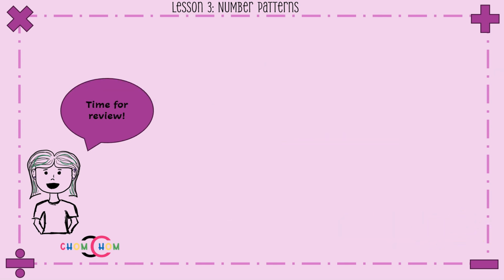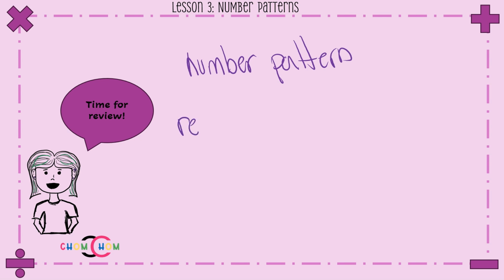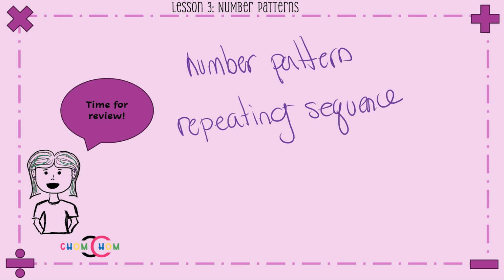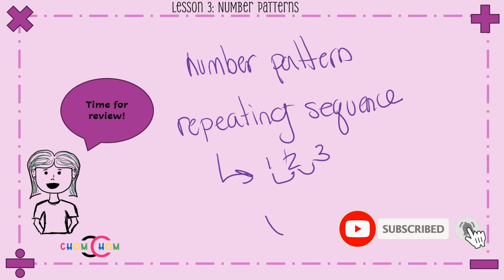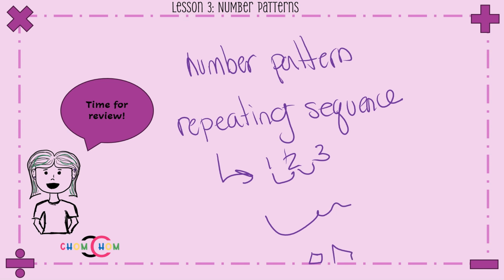Now let's review. So a number pattern is a repeating sequence that has some sort of change. So it's changing consistently. So we go from 1 to 2 to 3. It's changing by some defined amount. Just like how we had squares. Instead of saying going from 1 to 2 to 3 to 4, we went from small to big, from small to big.